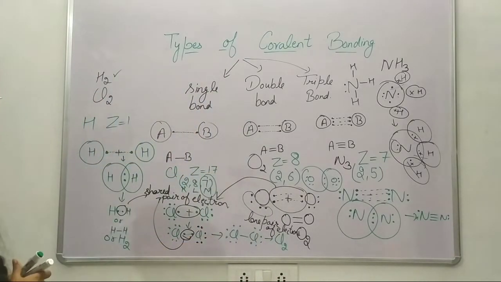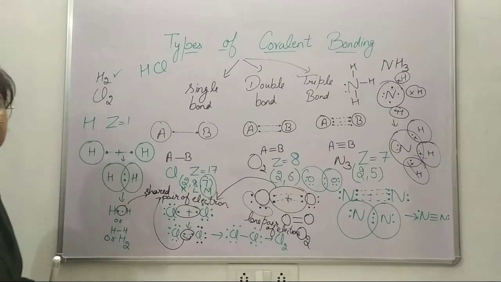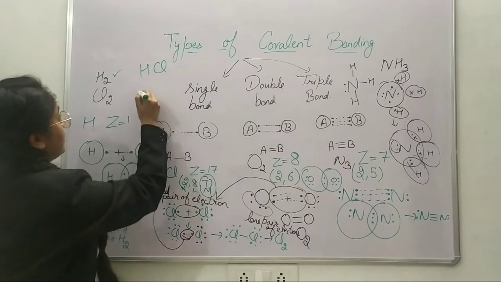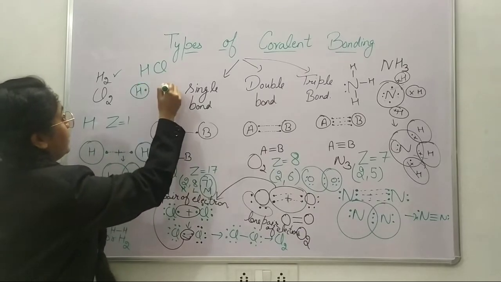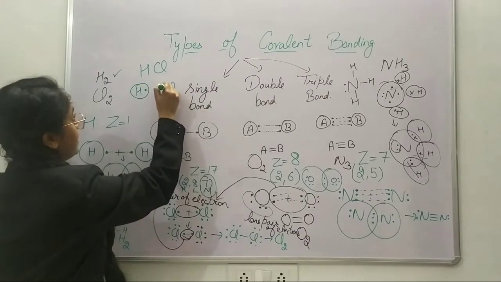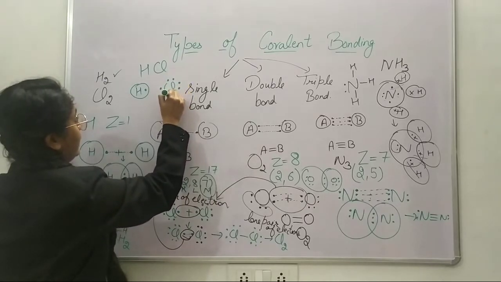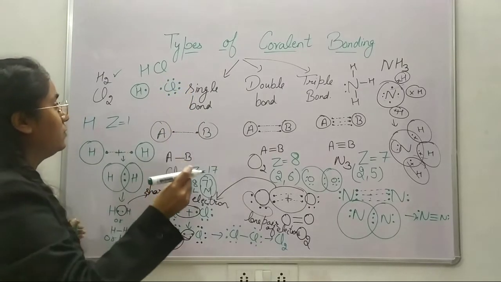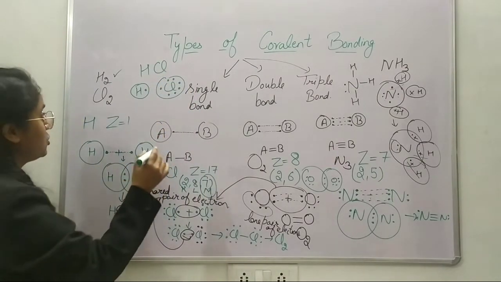Let us talk about HCl. What is HCl? Hydrochloric acid. Right? Now, if you pay attention, hydrogen has 1 electron. Chlorine also has 7 electrons in its valence shell, and the valency of chlorine is 1, valency of hydrogen is 1. They would try to make a bond with each other.